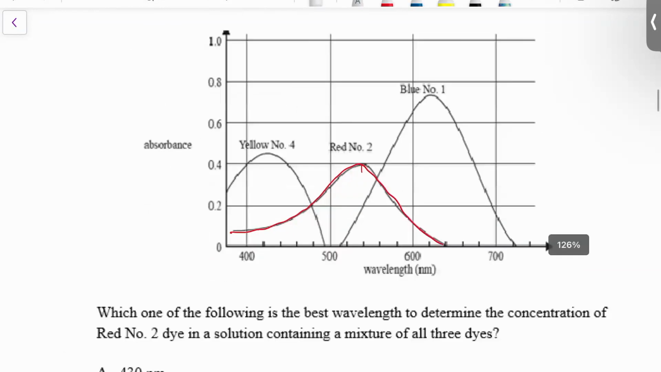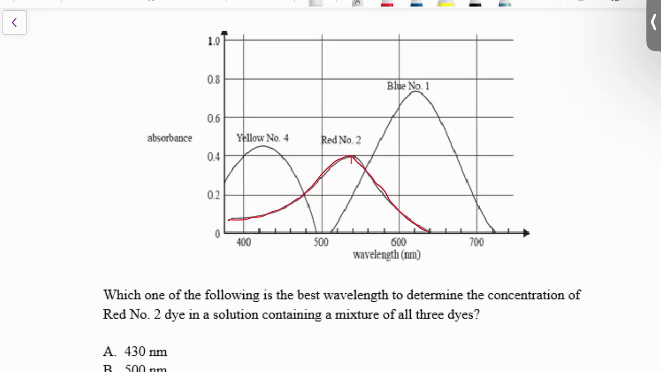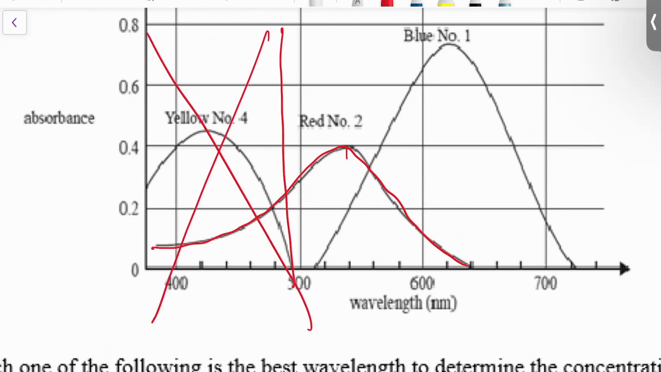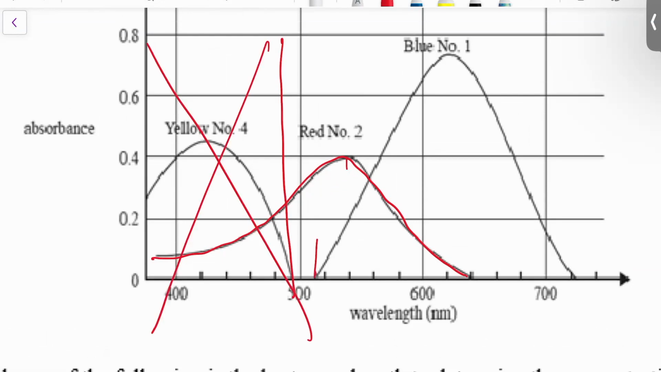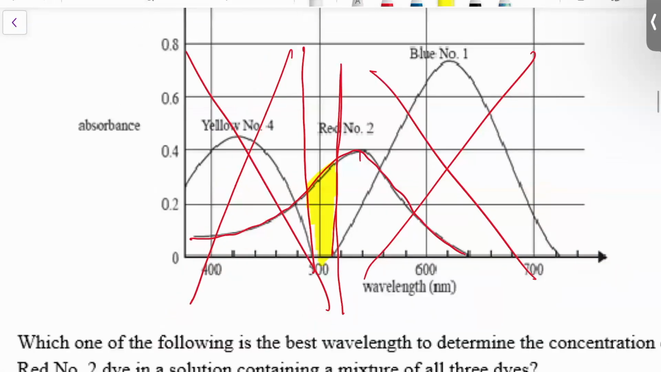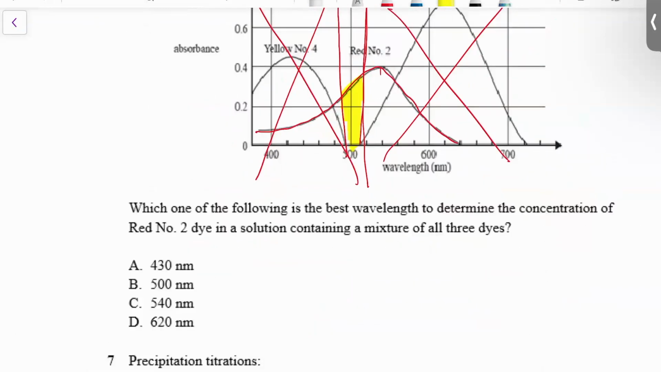So because it's existing with other things, you want to pick the highest wavelength that the others don't absorb, which means, unfortunately, yellow is here. I have to cross out anything here because yellow absorbs there. And then blue is here, so I have to cross out everything here, which means this is the only section left that's just red. So guys, your answer is about 500-ish. That's really your only window. Yeah. So your answer is B.